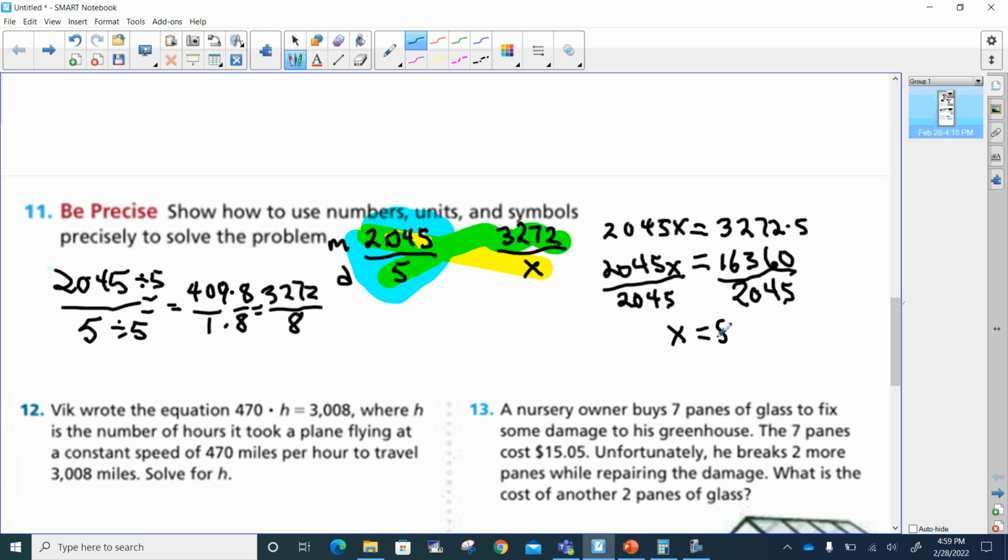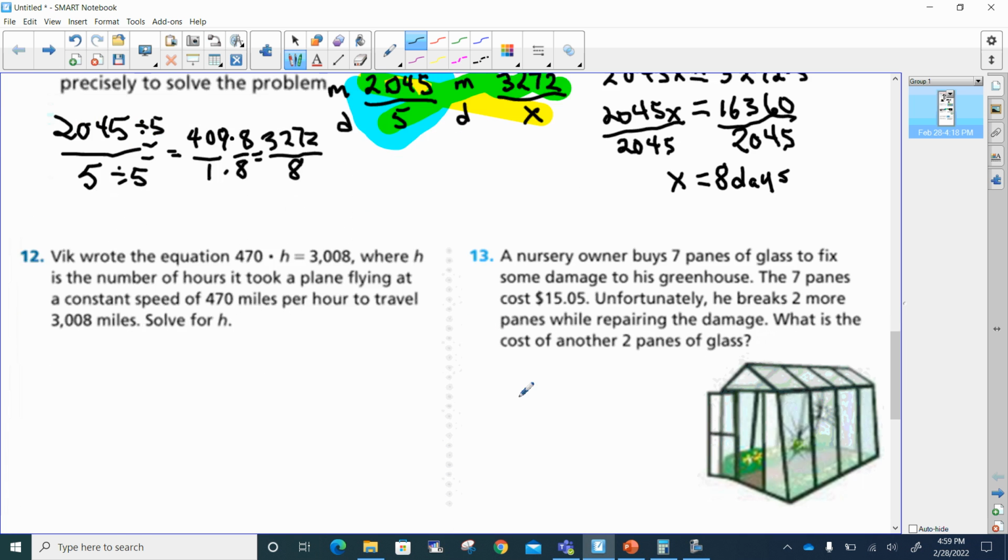All right, so either way works. In units, we're talking 8 days, okay? All right, 8 days, because this was days down here, and this was miles up here. All right, number 13 is next.